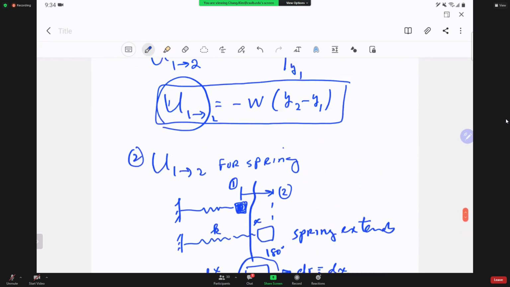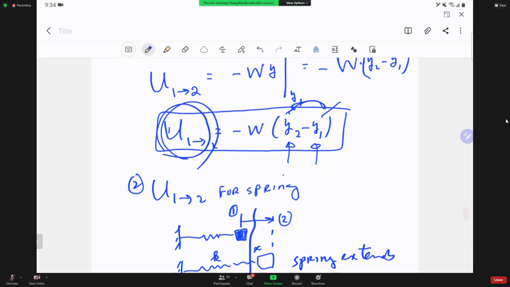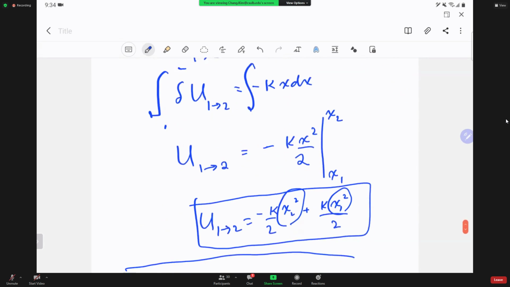Same thing for moving upward, the position of 1 and 2. It doesn't matter what happens to the y at 1.5 or 1.7. Okay, I don't care. Just give me the initial and the final position or delta position. Then I can tell how much work has been done.